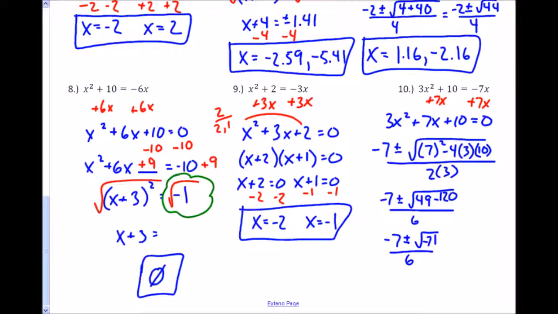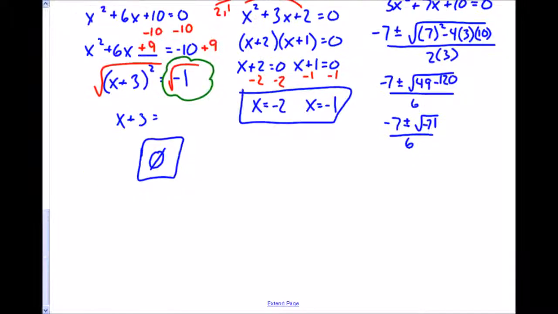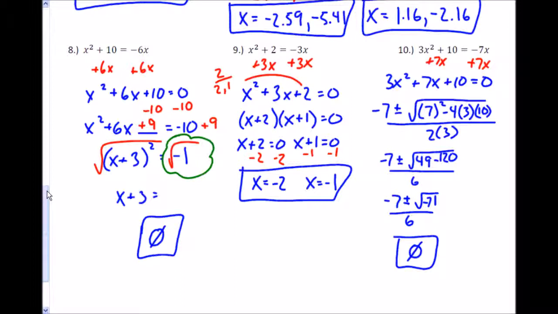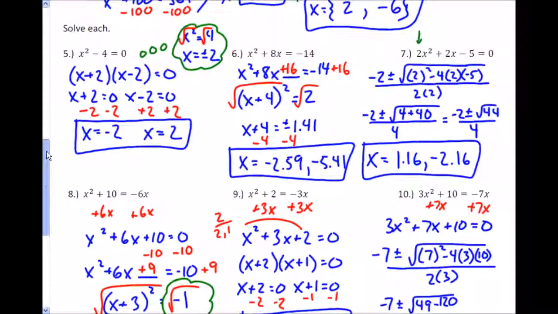And right away, I should recognize that I can't take the square root of a negative. So this is the other way that you might come across a no solution. Okay, so you've seen it once with completing the square and once with the quadratic formula. But again, if I get a solution there, I'm going to plug it into my calculator, and I have to get two solutions like I did in the problem above it in number 7. Okay.